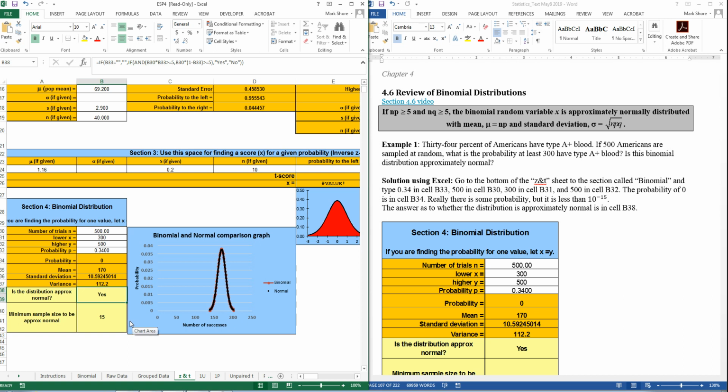The minimum sample size to be approximately normal is calculated right here. This problem didn't ask that, but it's right here. It's 15. Now this graph shows the binomial distribution in red and a normal distribution in black. You can see that the red graph is basically right on top of the normal graph. So this is very normally distributed at a sample size of 500. But if you drop it down to a sample size of 15, it's not perfectly normally distributed. The red graph is the binomial distribution, but it basically lays on top of the normal distribution. The reason why the red graph, the binomial distribution, goes up in steps is because it's a discrete distribution.